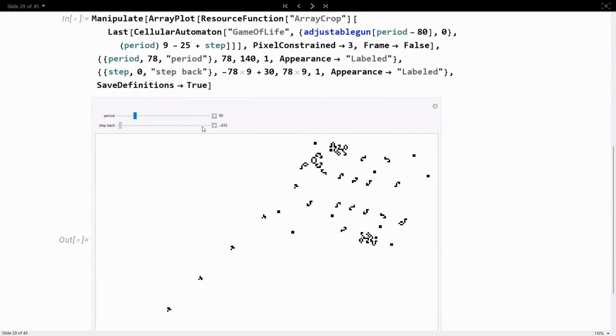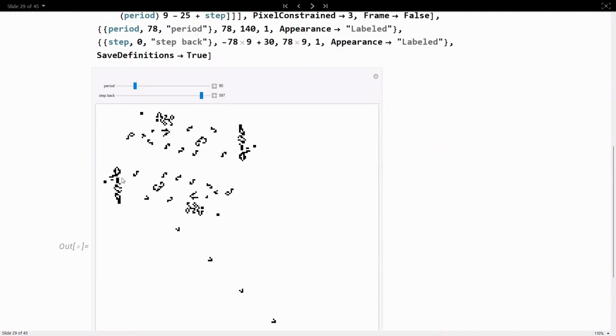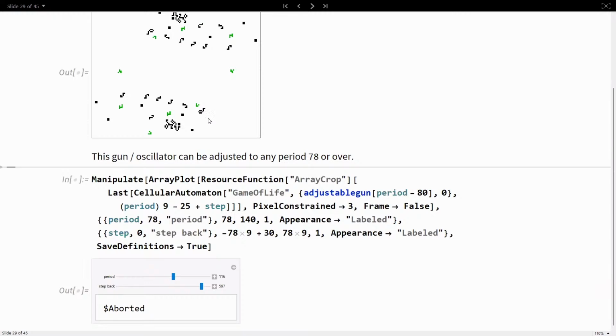So once it's been set up, and it takes a while to build all this on the fly, you get the glider gun with the given period. Here it's 90. And here it is after it's been done running.